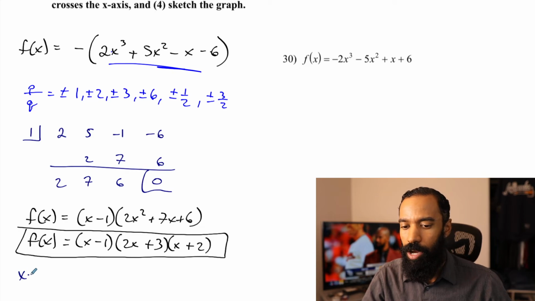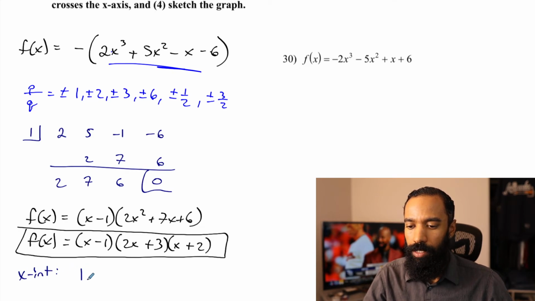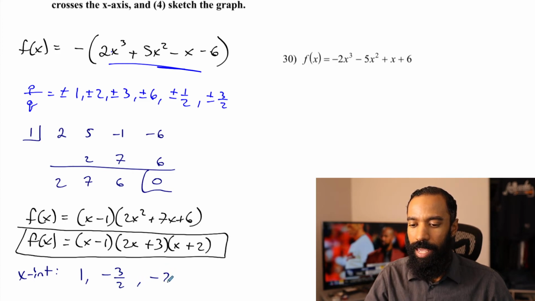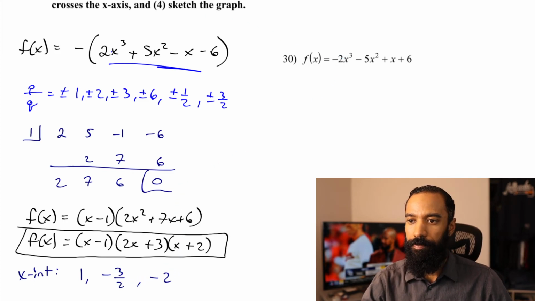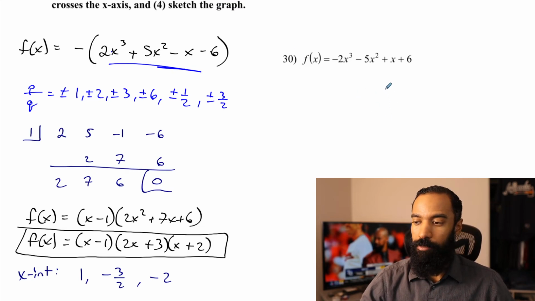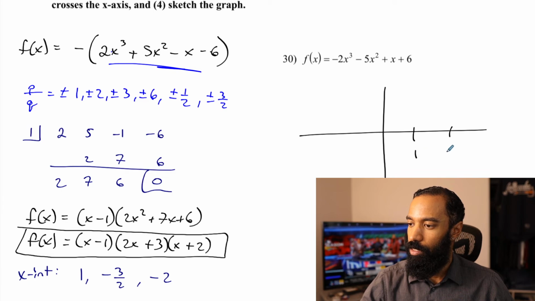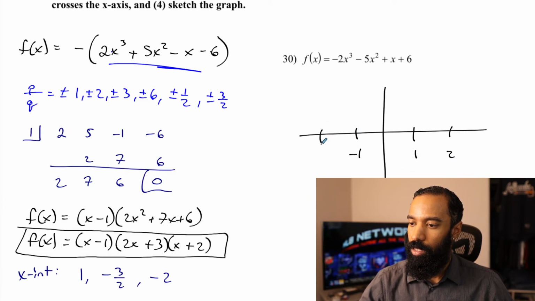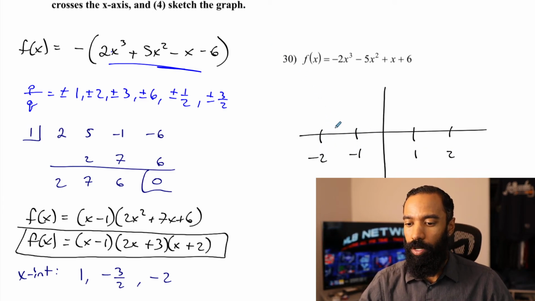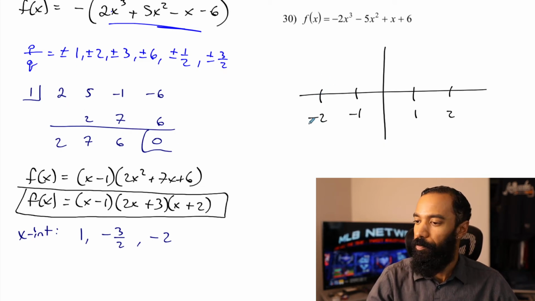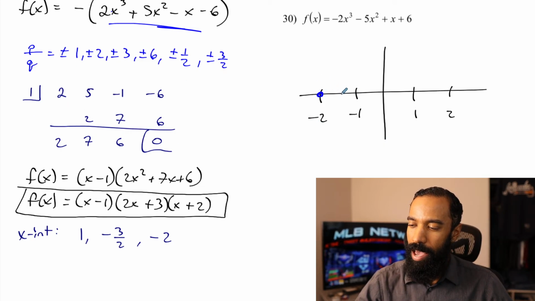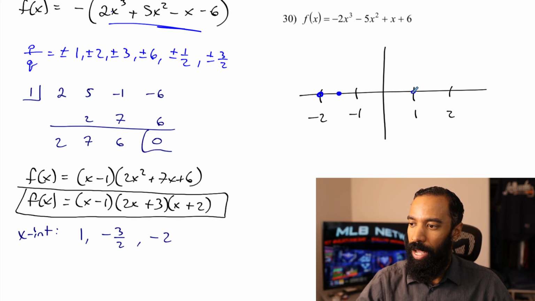X-intercepts are 1, negative 3 halves, and negative 2. Multiplicities are all 1. Let's sketch the graph from that. Right here, we're going to cross through negative 2, negative 3 halves, that's negative 1.5, and 1, like that.